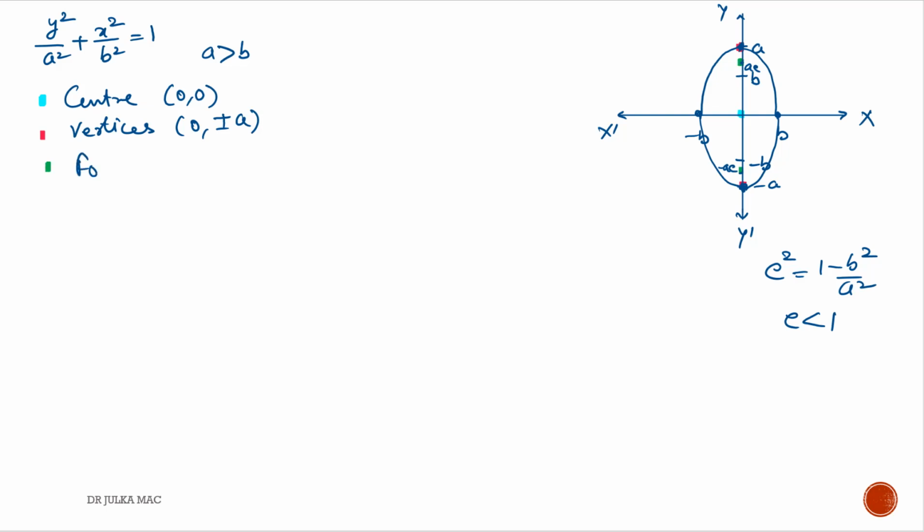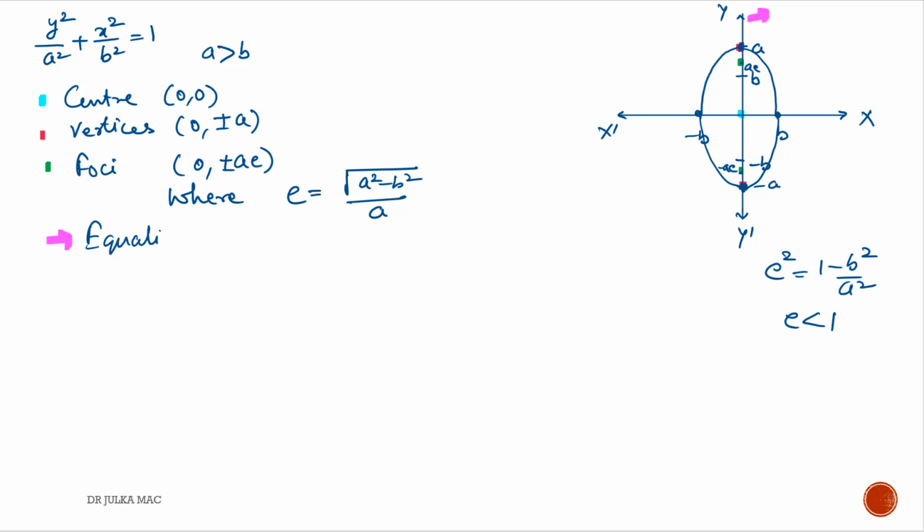And now we have two foci, and the foci are 0, plus minus ae, where ae equals root of a square minus b square divided by a. Y-axis is known as major axis, and equation of major axis is x equal to 0. And x-axis is known as minor axis, and equation of minor axis is y equal to 0, because at x-axis y is 0.